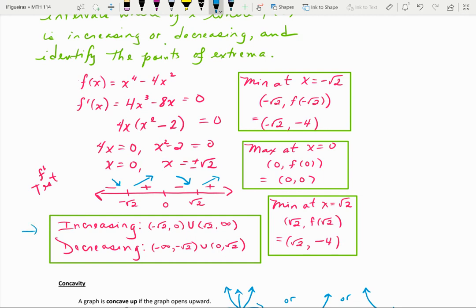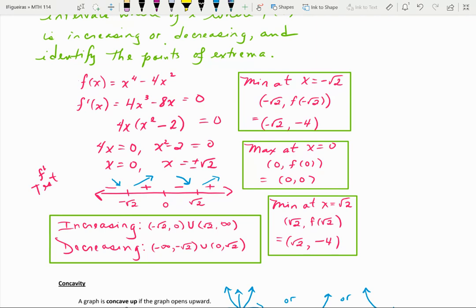from -√2 to 0, and again from √2 to infinity, and it's decreasing from -∞ to -√2, and again from 0 to √2. Again, put your intervals of increasing and decreasing as open intervals, so use parentheses, not brackets. Okay, but the first derivative test told us that we have maximums and minimums here.